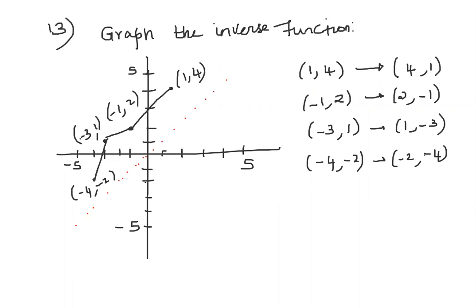Now we are going to plot those points. So 4, 1 is going to be right here. And then 2, -1 is right here. And 1, -3 is right here. And -2, -4 is right here. So it goes like this. So this is the red one, this is the inverse function.